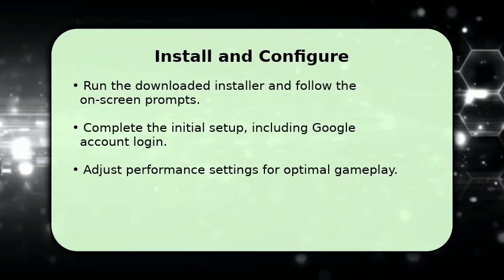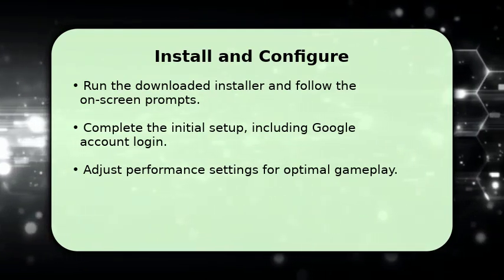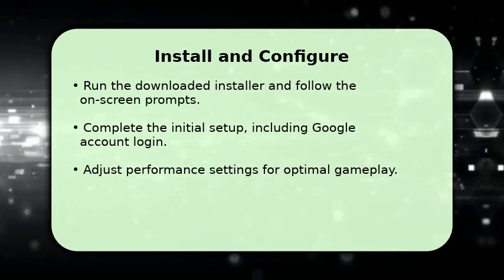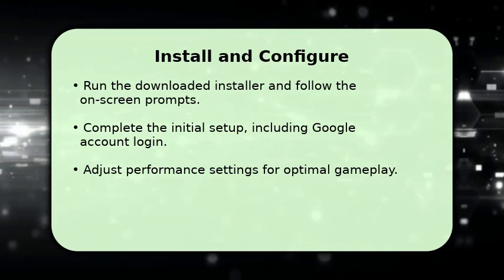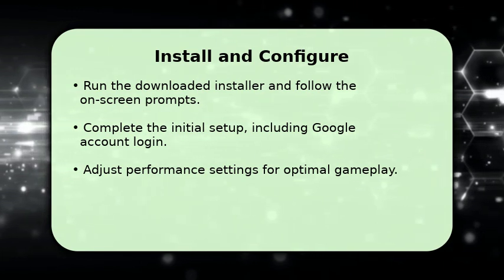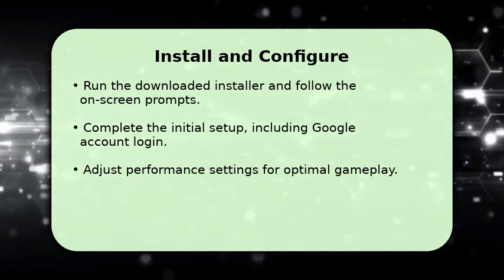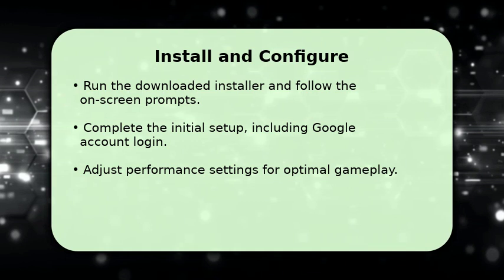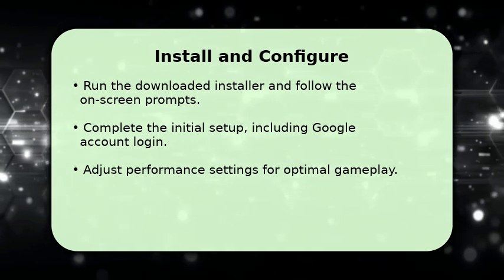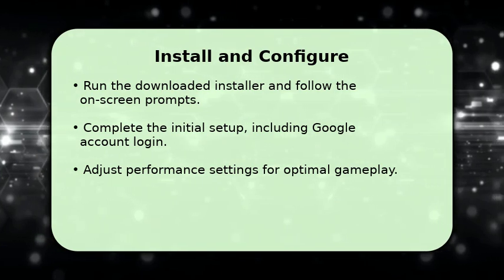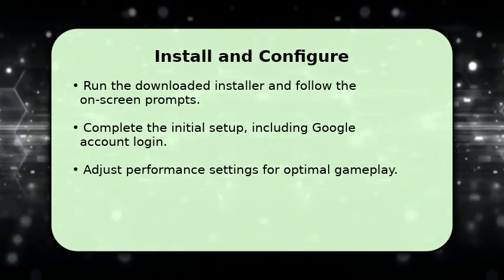Once the emulator installer is downloaded, run it and follow the straightforward on-screen instructions to complete the installation. After installation, you will need to perform an initial setup, which includes logging in with your Google account. This step is essential for accessing the Google Play Store. Take a moment to adjust the emulator's performance settings, like allocating more RAM or CPU cores, to ensure a smooth and responsive gaming experience for Clash Royale.